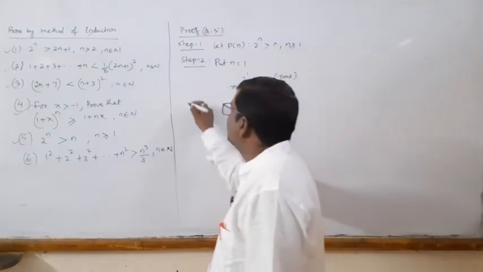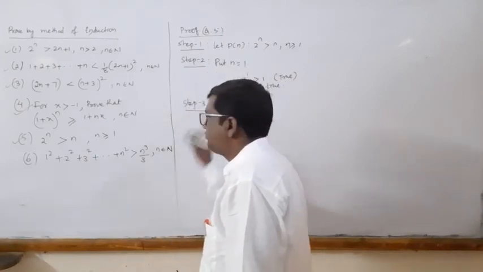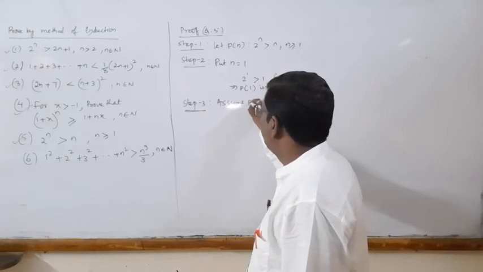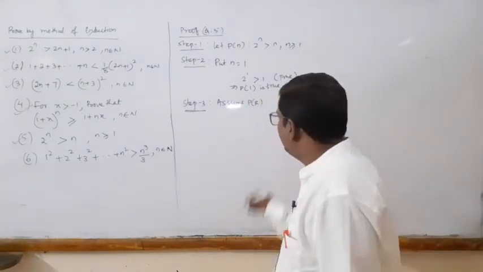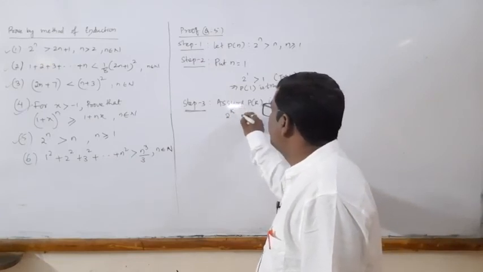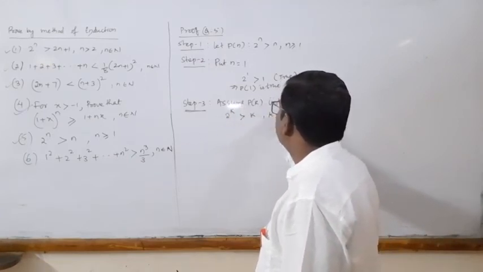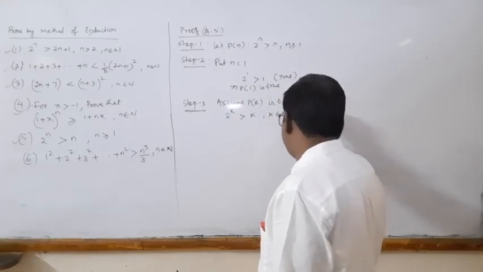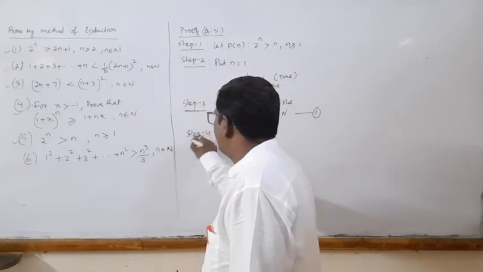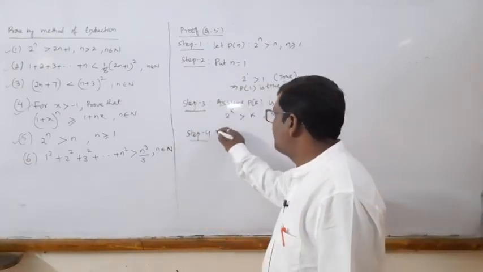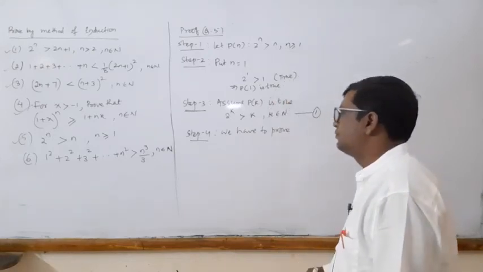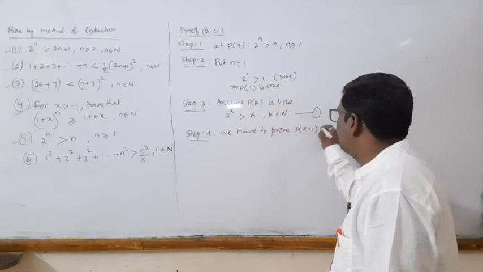Step 3, assume P of k is true. That is 2 to the power k greater than k, k belongs to natural numbers. Now step 4, we have to prove P of k plus 1 is true.